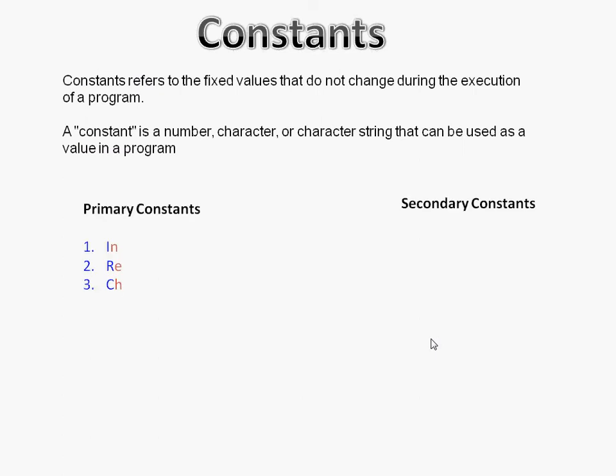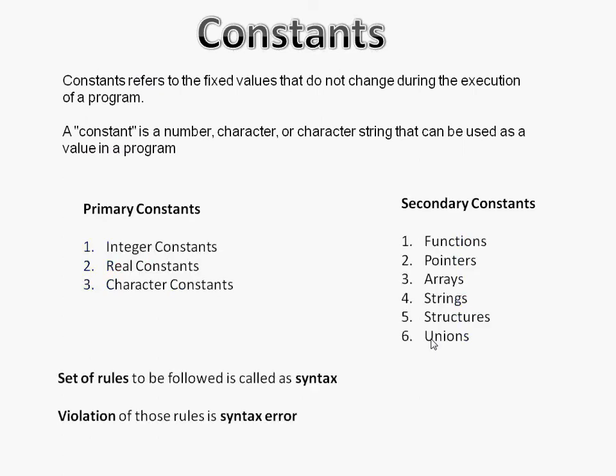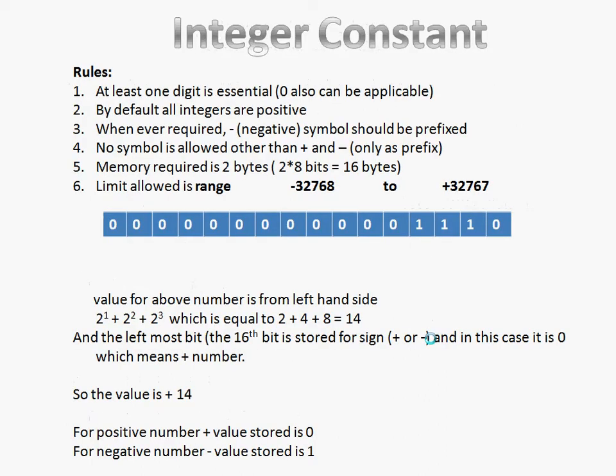Now we will see in detail about the rules which we need to follow for declaring the different types of constants. Initially we will start with the integer constant. Below are the rules which we need to follow for declaring the integer constant. While we are declaring an integer constant, at least one digit is essential.